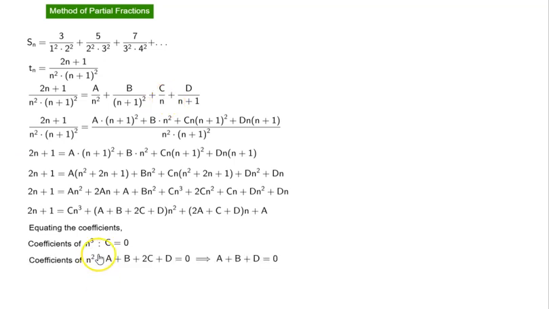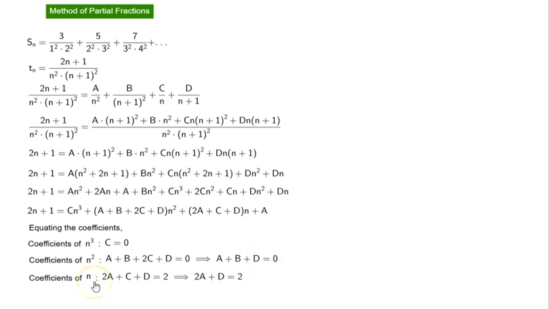Coefficients of n² is this. So we have a plus b plus 2c plus d. Now n² is also not there on the left hand side, so that is equal to 0. Now since c is 0, 2c is 0, that means a plus b plus d equals 0.